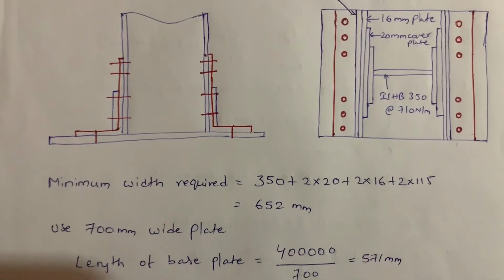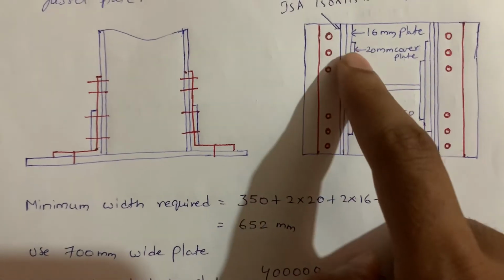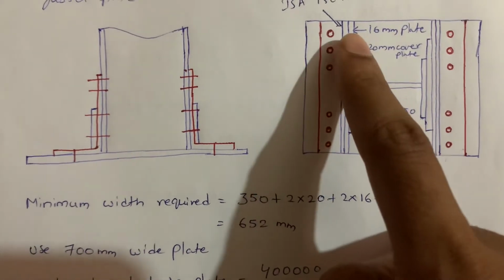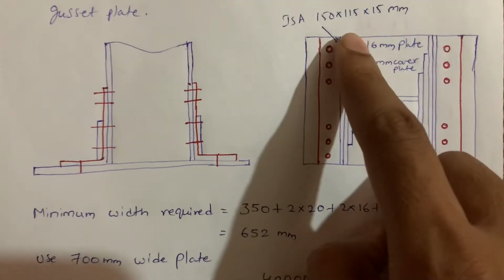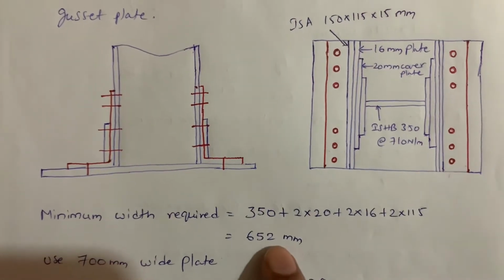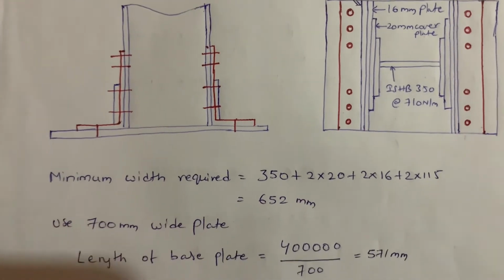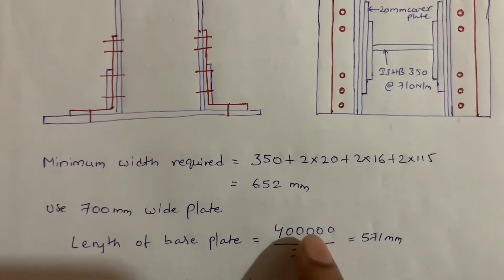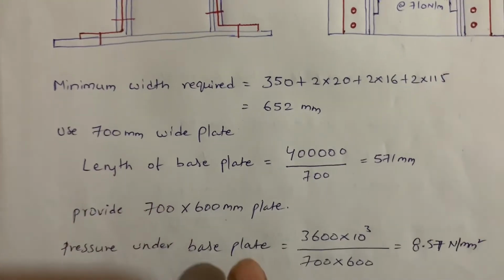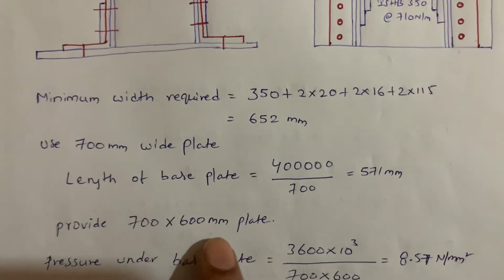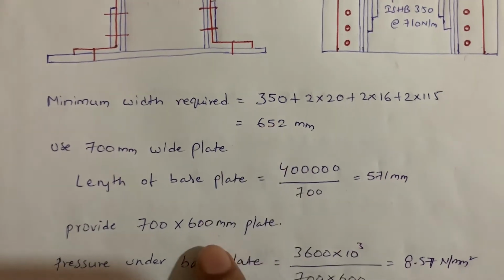Here the minimum width required, that is this entire value, is 350 plus 2 into 20 cover plates, plus 2 into 16 mm plate on both sides, plus 2 into 115. 115 is this value. So I got 652 mm. I consider this as a 700 mm wide plate. After that, the length of the base plate we need to calculate, that is area by 700, which is 571 mm, and provide a 700 by 600 mm plate. Here I took it as 600 mm and here I took it as 700 mm.